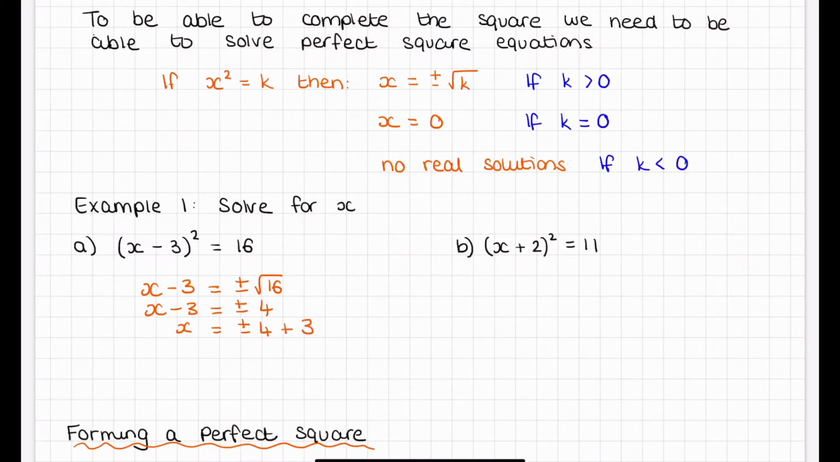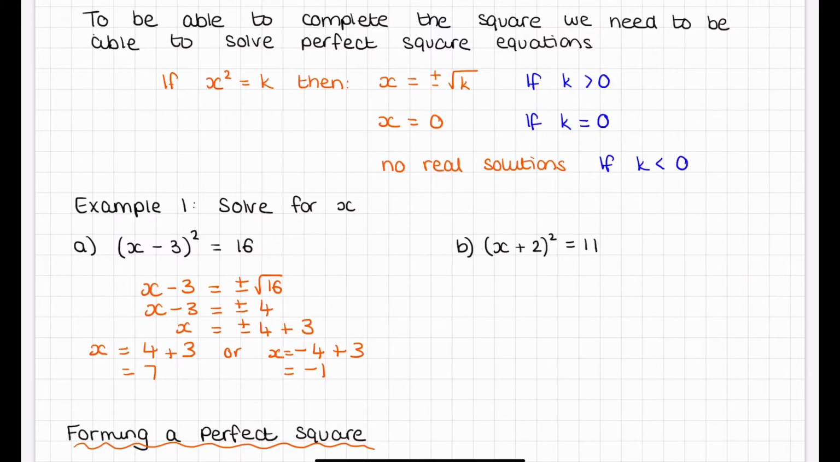So we'll have plus or minus 4 plus 3. Now this is where the two solutions come in. We've got the plus or minus 4, so our two solutions will be when x equals positive 4 plus 3, which is 7, or x could equal the minus 4 plus 3, which equals minus 1. And that's where the two solutions come in.